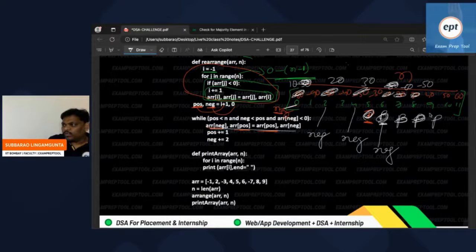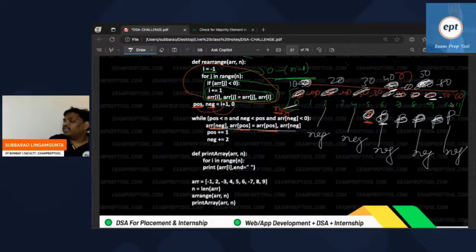What is the positive here? 40. Whoever is there here, let us enter -80 as some number. 40 here, -80 here. Some negative came. As usual, negative will increment by 2 and positive will increment by 1. Swap it. So -50 maybe, and this 50 will go here. As usual, negative will increment by 2 and positive will increment by 1.